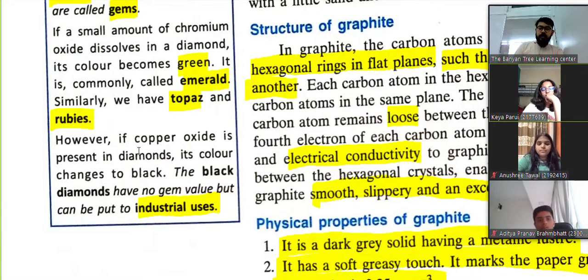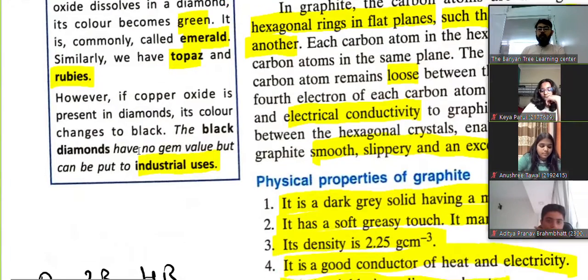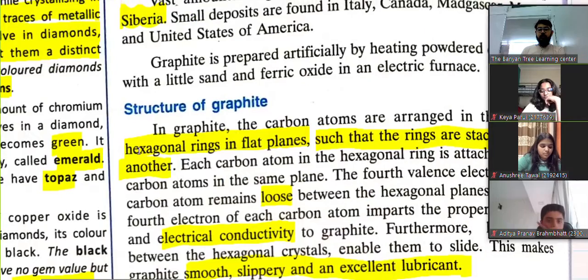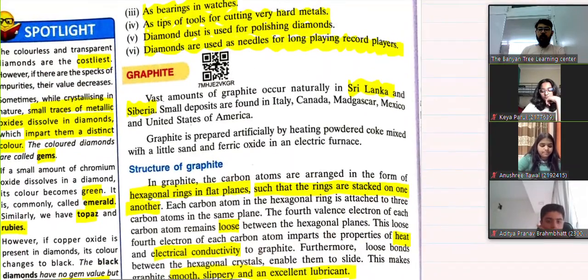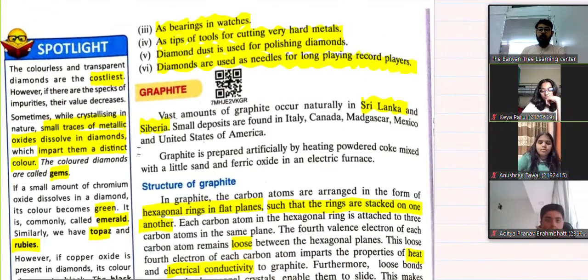However, if copper oxide is present in diamond, its color changes to black, and the black diamonds have no gem value, but they can be put to industrial use. Okay, so this was all about diamond.